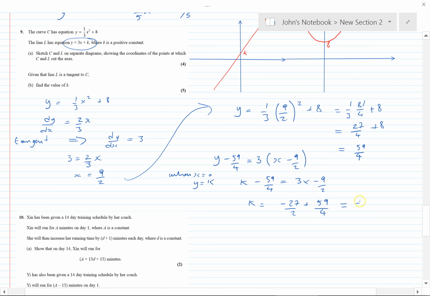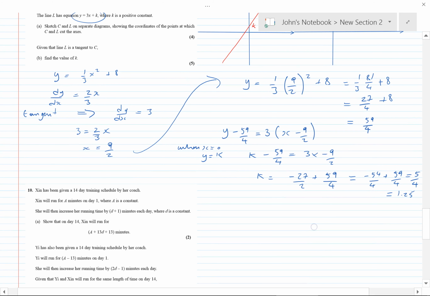minus, because we are working without a calculator here, 54/4 plus 59/4, which is 5/4, which is our answer, 1.25 if we prefer. Okay, there were various ways of going about that.